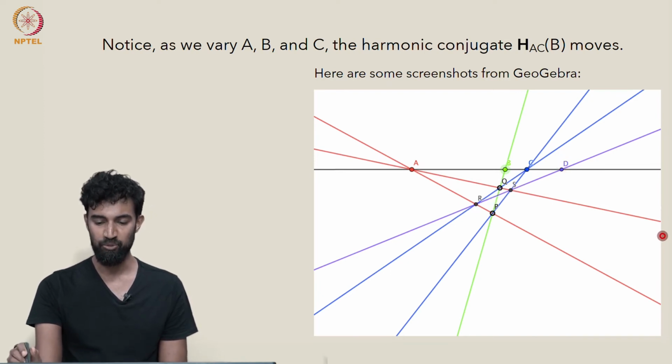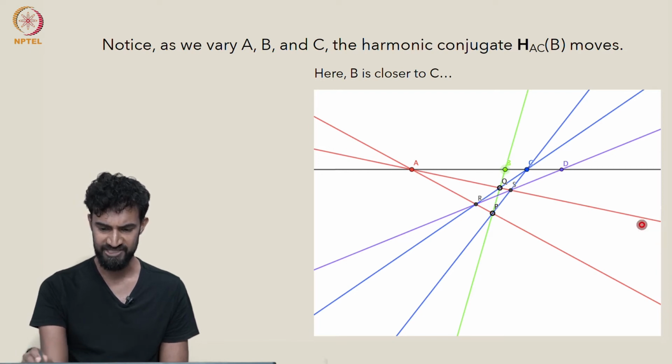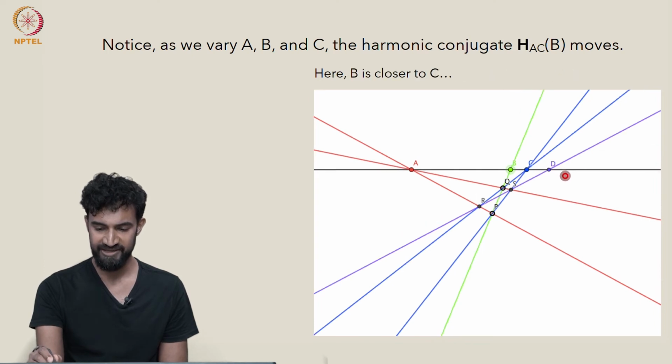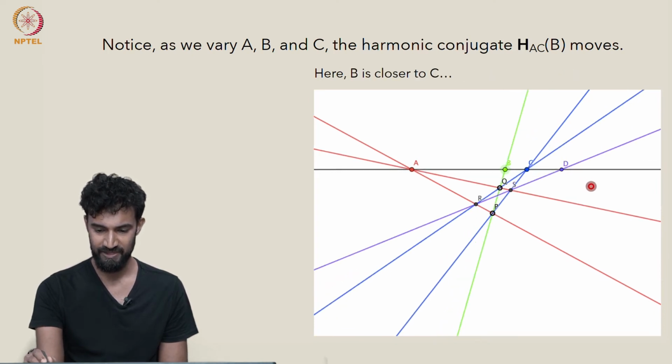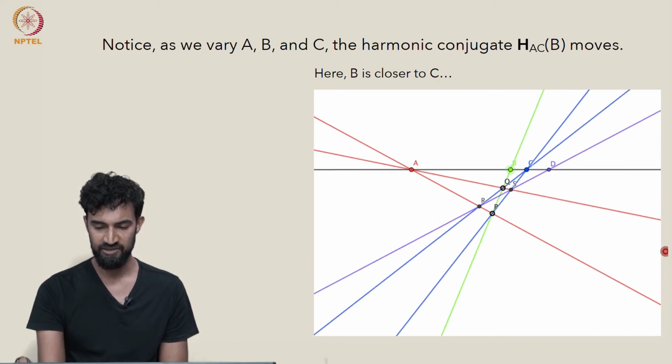But now let's move the point B a little bit. Here, B is closer to C, but let's move it a little closer still. So as we move B closer to C, what's happening to D? It's also moving closer to C. So as we shift B, D also gets shifted.